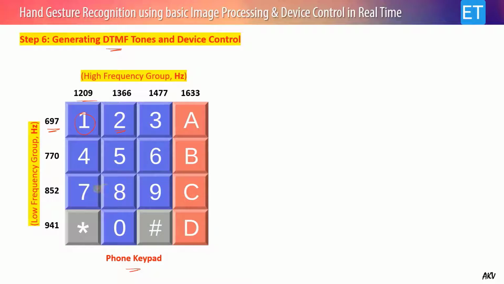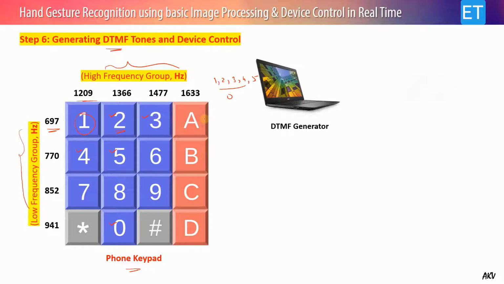Since I'm using a single hand in my image, obviously the fingers will be 1, 2, 3, 4 and 5. Or if no finger is detected, then it will be 0. So obviously I'm going to use only the key 1, key 2, key 3, 4, 5 and the key 0. So I will generate these corresponding frequencies. This is known as the low frequency group and this is known as the high frequency group. So this will be the scheme.